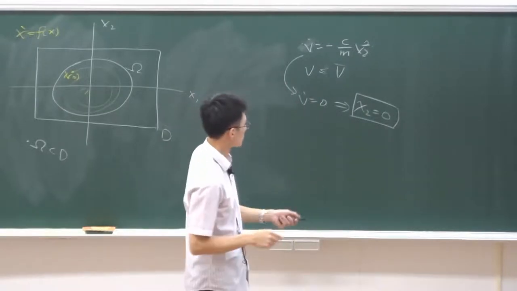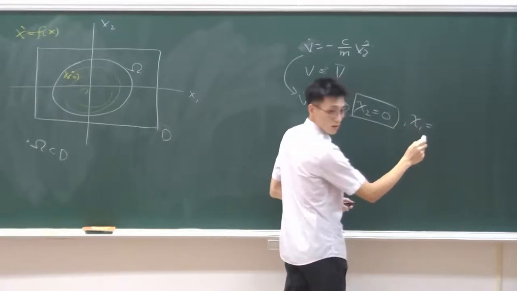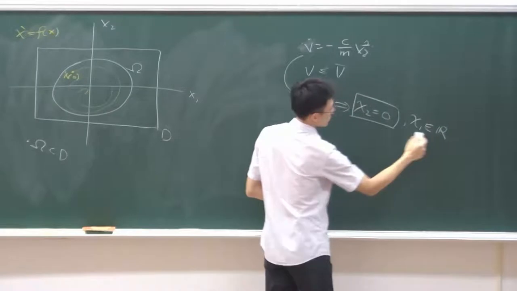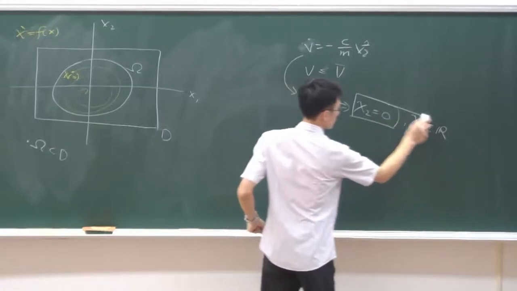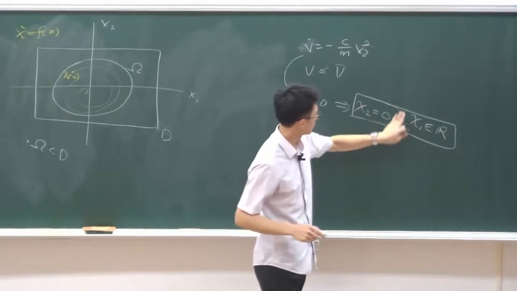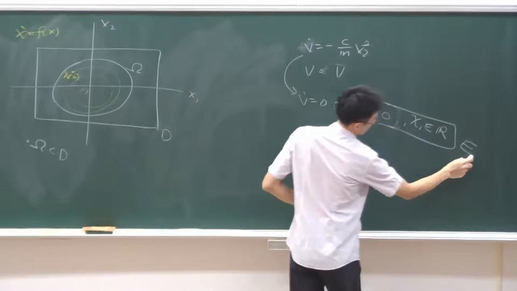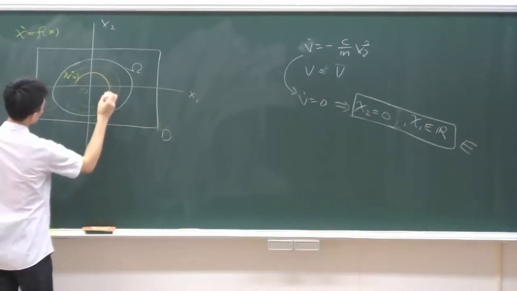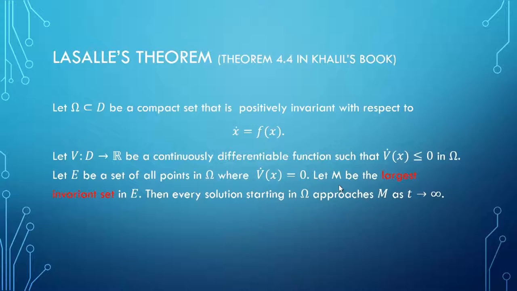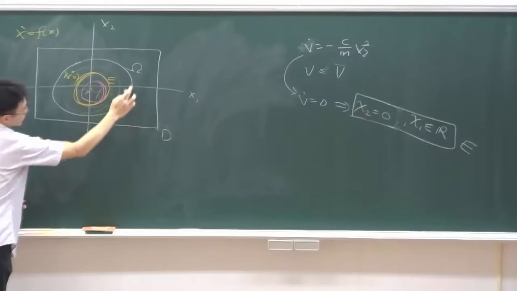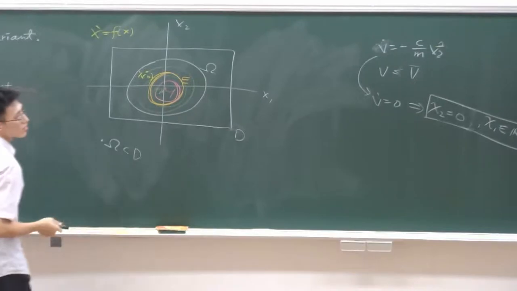And this is what? And how about x1? Any real number, right? Because any x1 doesn't change V dot equal to zero. So this set we say is E. Say E is here, and M is the largest invariant set in E. Then every solution starting in omega approaches M as t goes to infinity. So there's another set M in E, and whenever you start inside omega, the solution will converge to M. This is LaSalle's theorem.